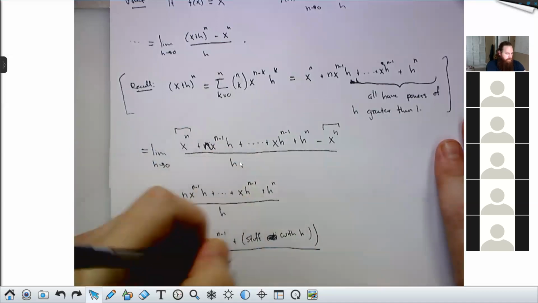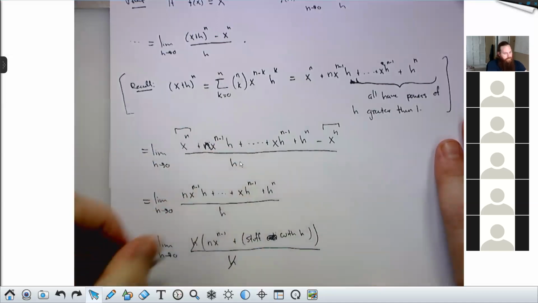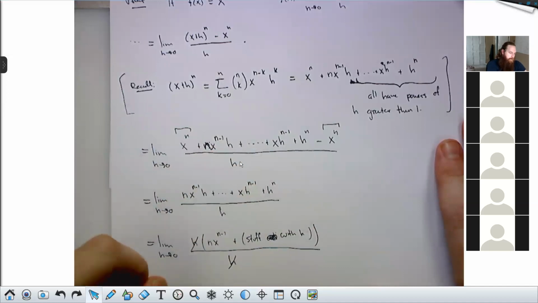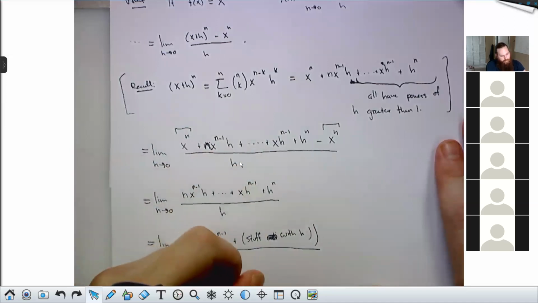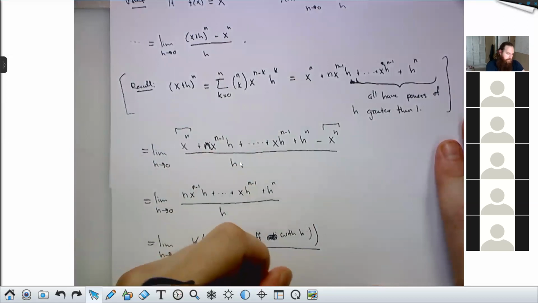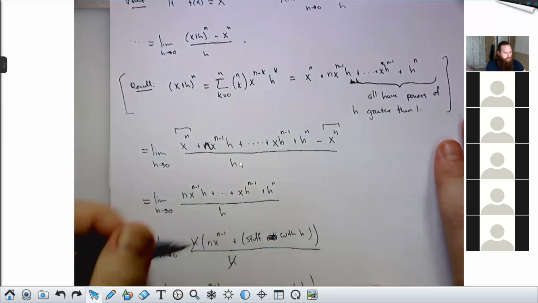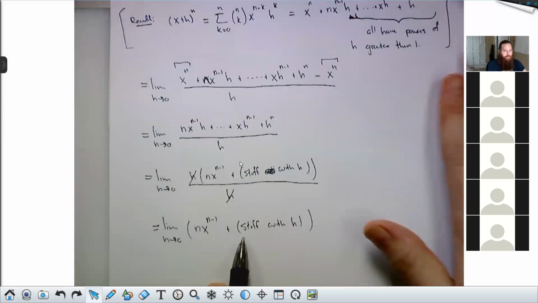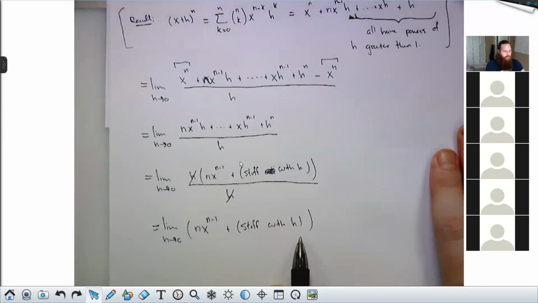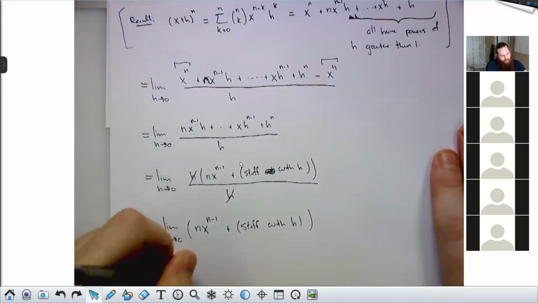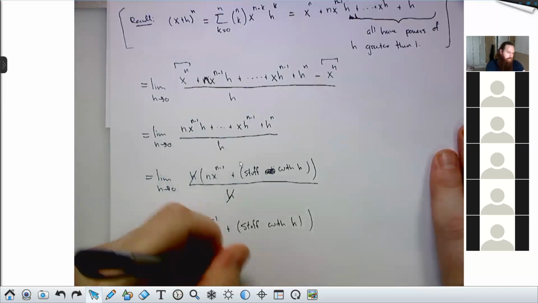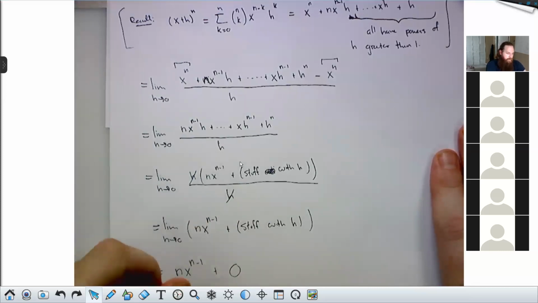All over h. You can cancel these, and you get the limit as h goes to 0 of n x to the n minus 1 plus all that stuff with h's. All the stuff with the h's is going to go to 0 as h goes to 0. So you end up with just n x to the n minus 1 plus 0, or n x to the n minus 1. That's the proof of the power rule.